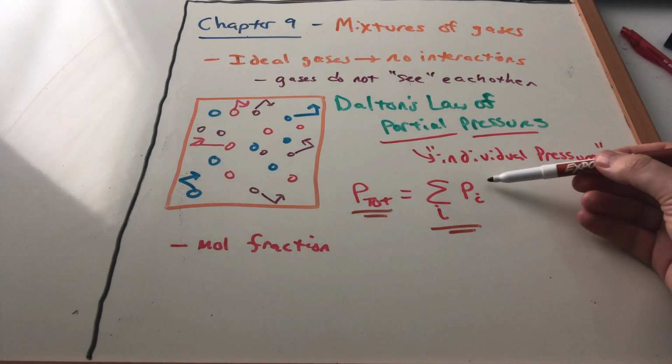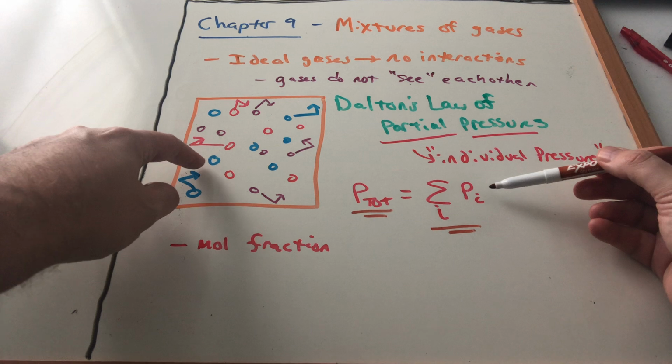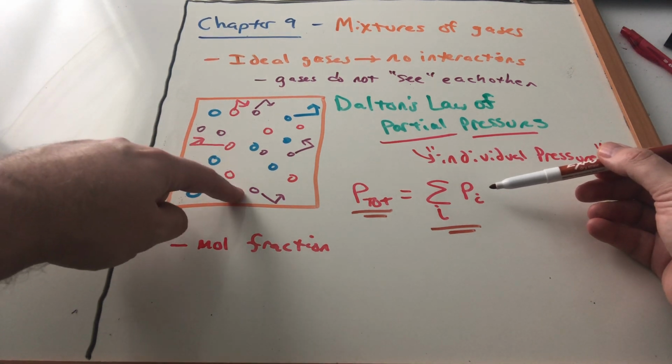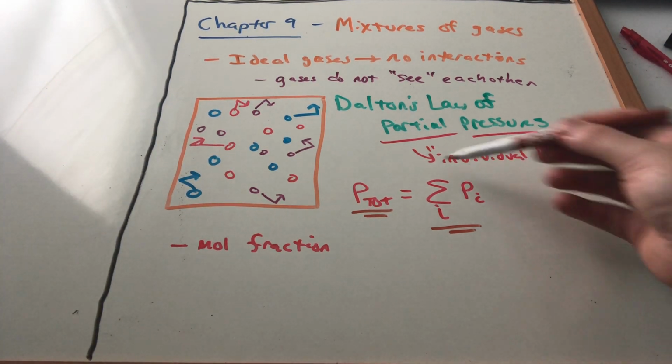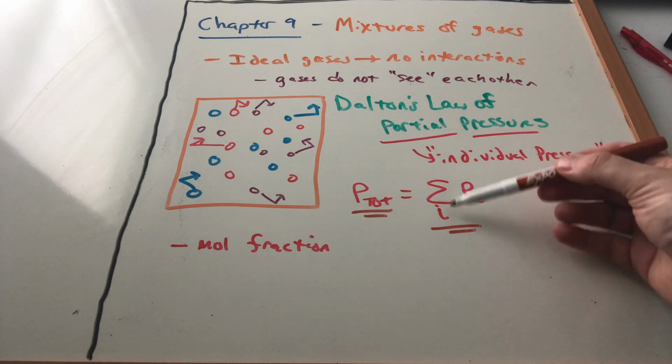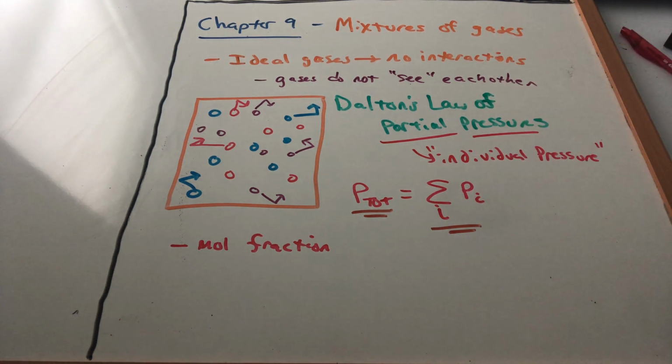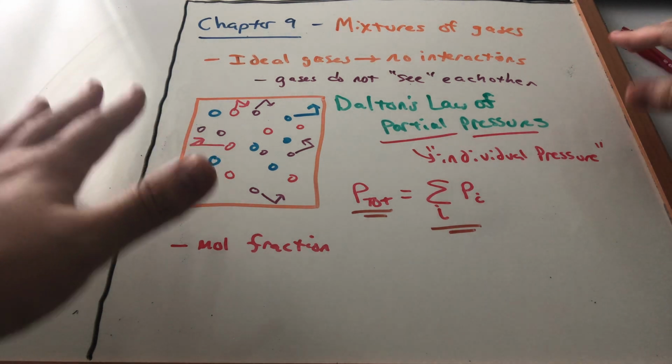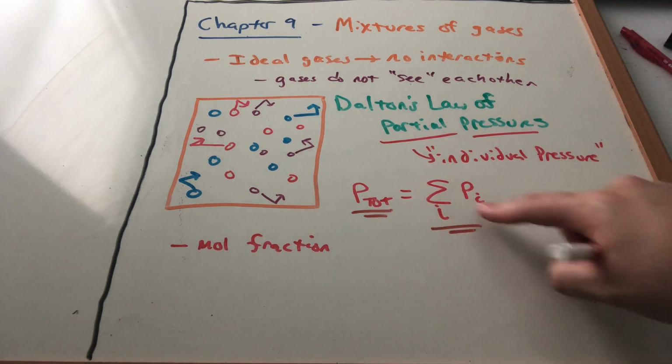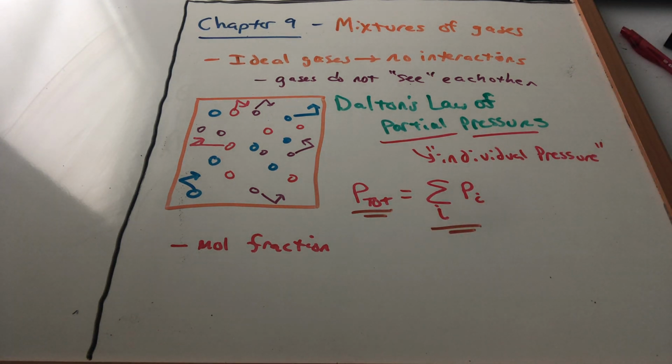So if I know the pressure of red, and I know the pressure of blue, and I know the pressure of purple, all I would do, and we'll remember what summation notation means, is take all of those individual pressures and add them together to get a total pressure, okay? Now, one of the consequences of this formula, and that's it, that's how we deal with mixtures of gases. Whenever you think you have a mixture of gases, you write down Dalton's law of partial pressures, okay?